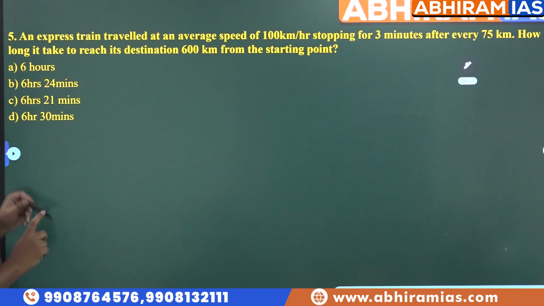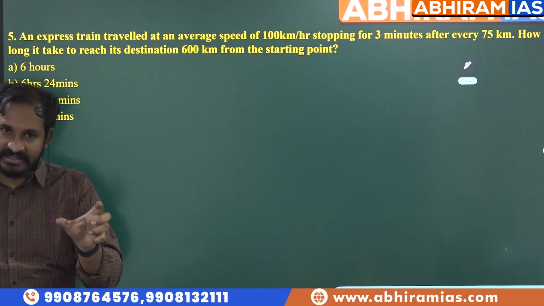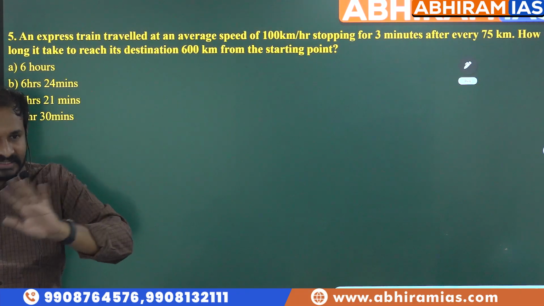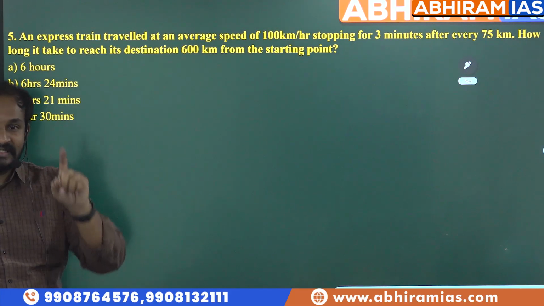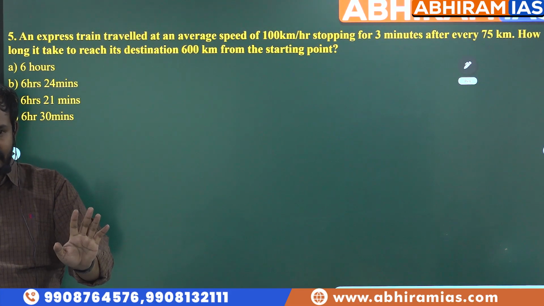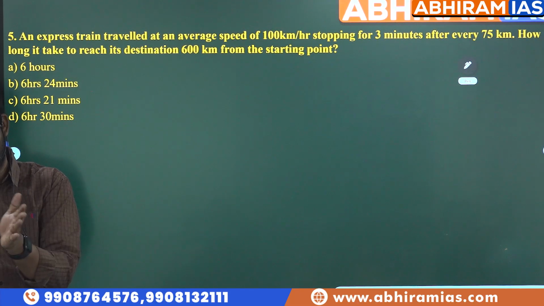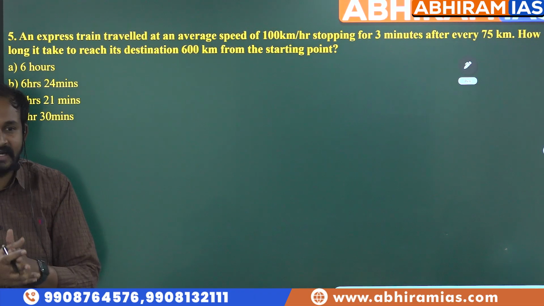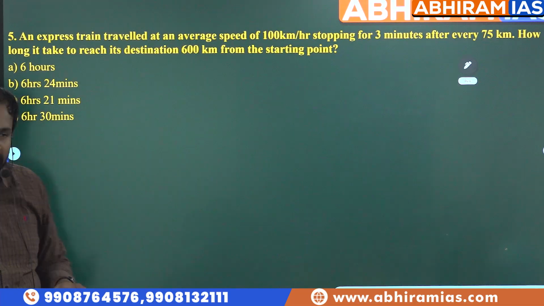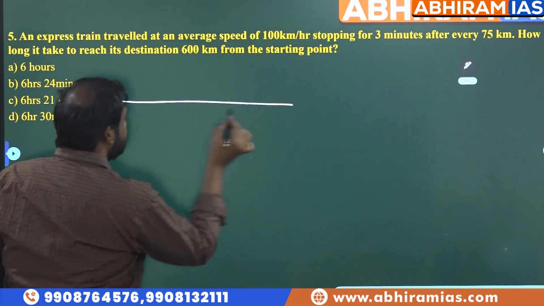Now, similarly, yes, your observation is correct. 600/75 is correct. There is no doubt in that. 600/75, you will get what? 8. 600 is exactly divisible by 75. So, after reaching the destination, will we consider that as a stop? No, we won't. For example, let's draw the timeline and see.